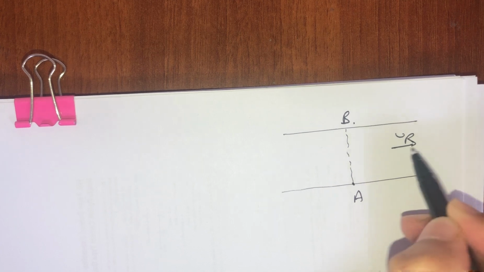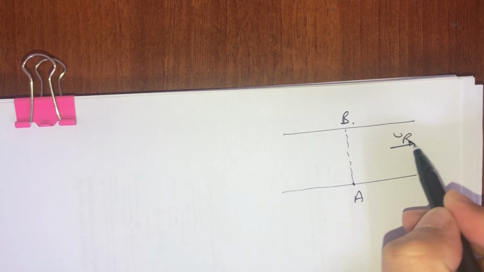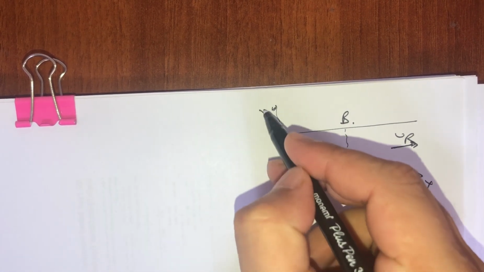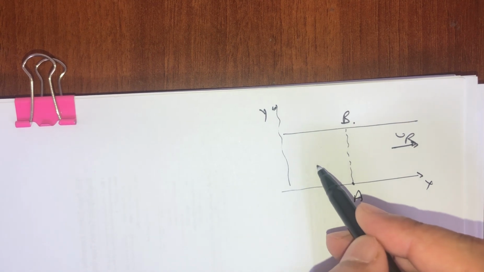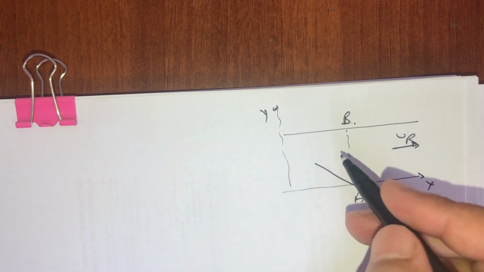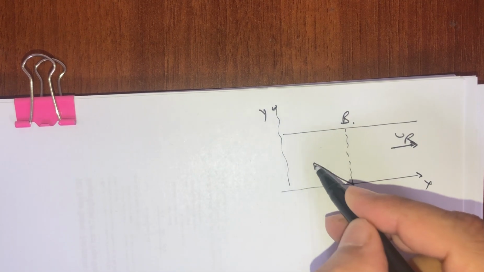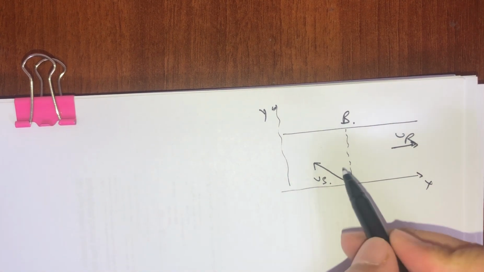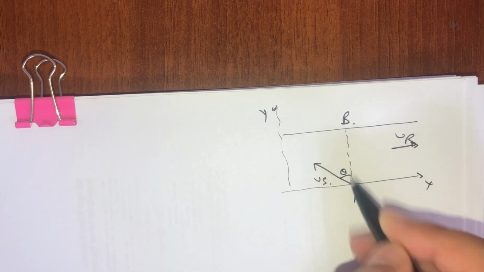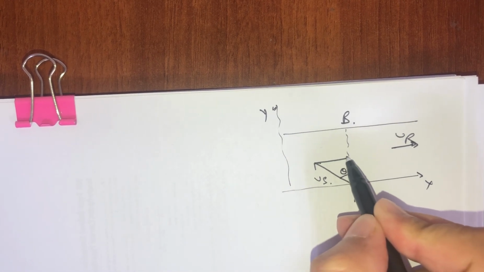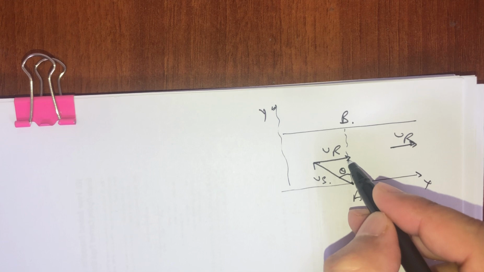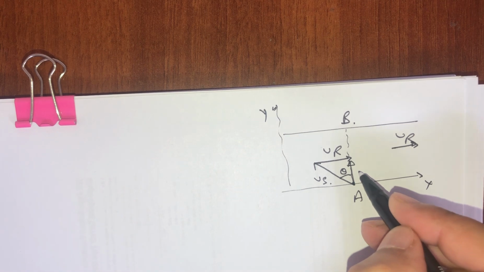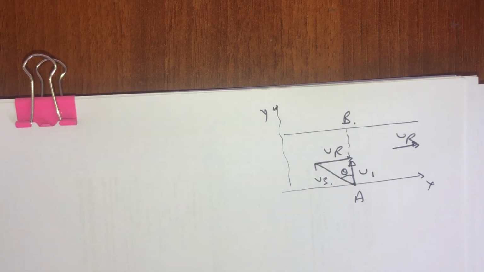So if VR is the velocity of the river in this direction, and let us say this is the x coordinate and this is the y coordinate, then the swimmer must be swimming in this direction. Let us call this Vs, the velocity of the swimmer, and it makes an angle of theta with the vertical line AB. So this will be our VR, and let us suppose the resultant velocity is called V1.